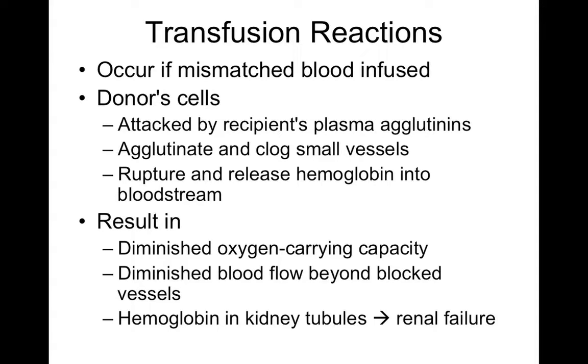Your kidneys are basically big organ filters. And if you get a tremendous amount of protein in your bloodstream due to red blood cells tearing open, then that can clog your kidneys and lead to irreversible kidney damage or even kidney failure. Now, this can result in diminished oxygen carrying capacity because of loss of hemoglobin, less blood flow if vessels are blocked by those agglutination reactions, and hemoglobin in the kidney tubules, which can lead to renal failure.